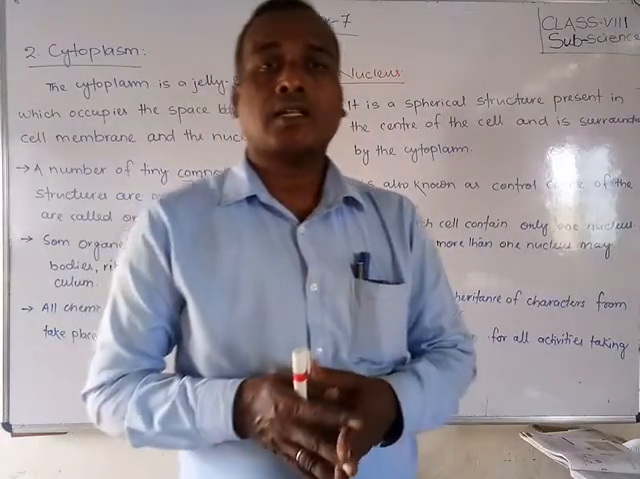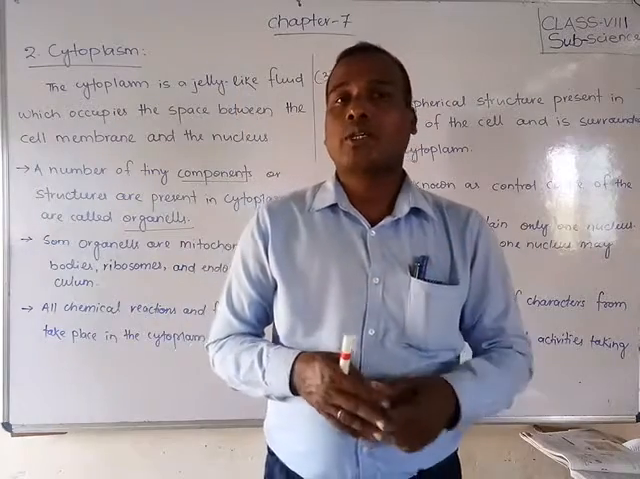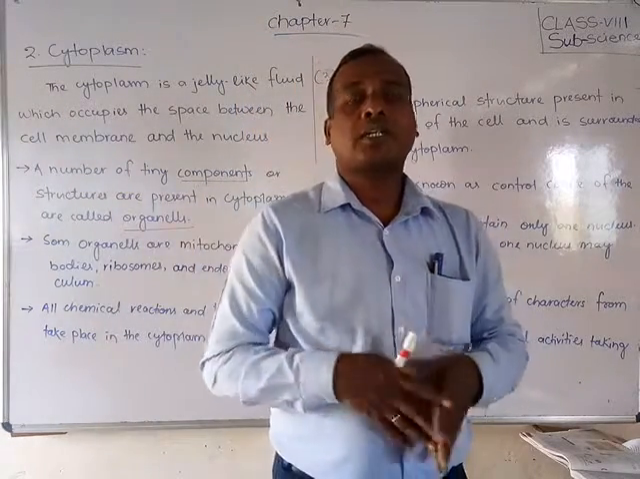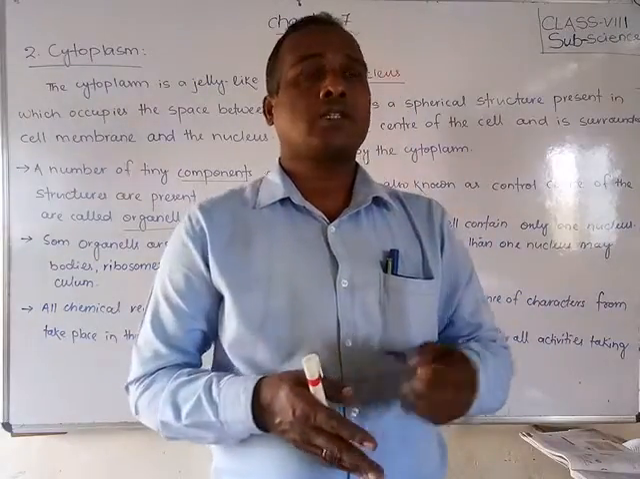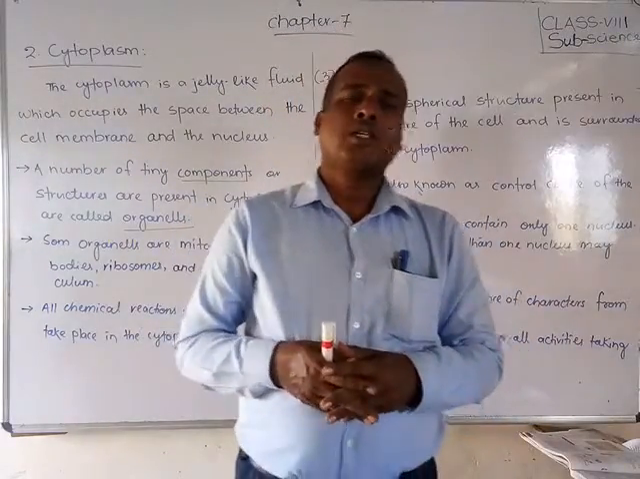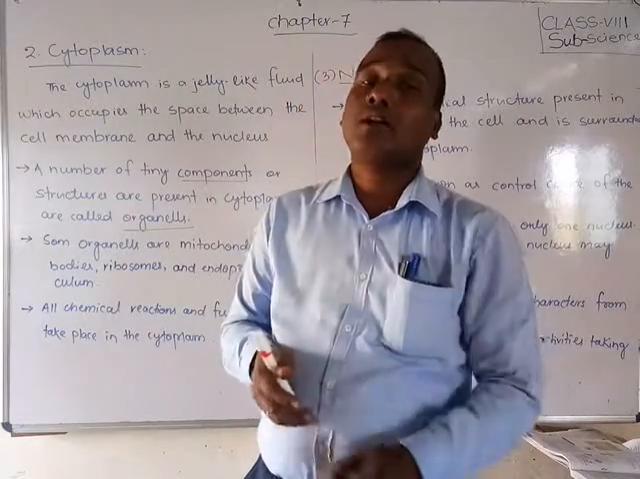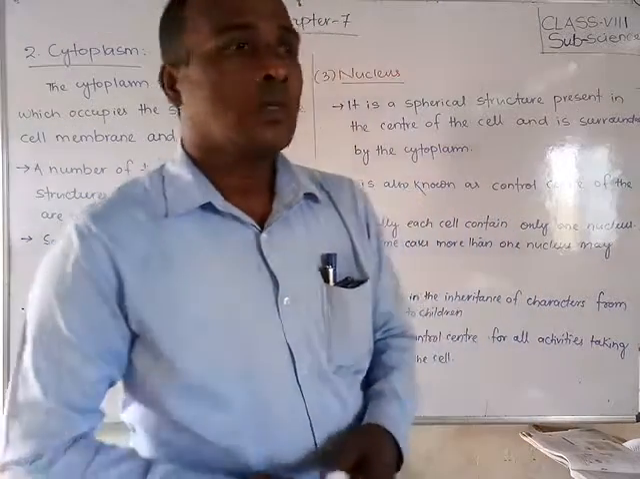Some organelles are there. What organelles are there? We can say mitochondria, ribosomes, Golgi bodies, and endoplasmic reticulum. So many organelles are present in the cell, in the cytoplasm. Now we will discuss that.